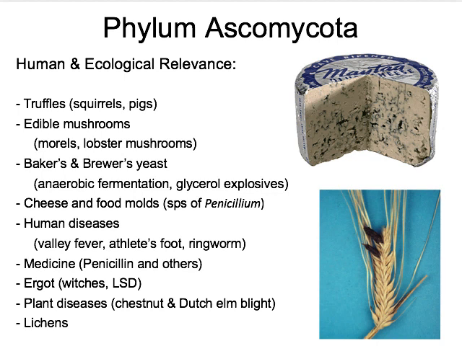We get baker's and brewer's yeast from this group. Cheese and food molds are often made from different species of penicillium. There's a variety of human diseases that can affect us that belong to this group. Medicine can be made, and then there's a lot of folklore and history that goes along with this group as well.